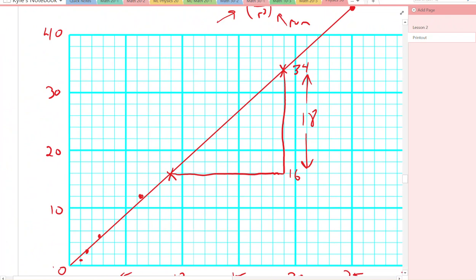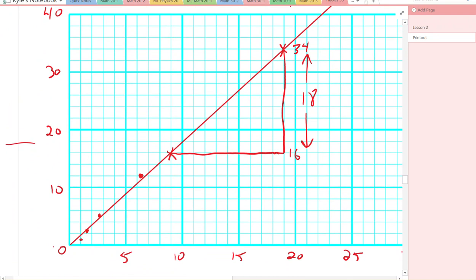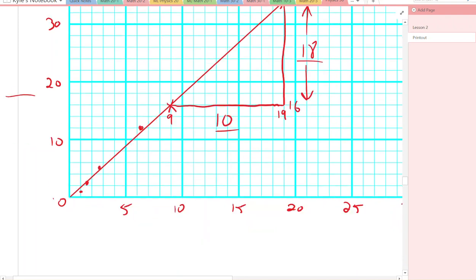That's one thing I forgot to do. I should have my axes there. I'll do it after. All right, so we got 18 for our rise, and then our run goes from 19 to 9, so it's going to make this easy. We got 10. So in the end, our slope is going to be 18 over 10, but not really because I didn't have my units right.